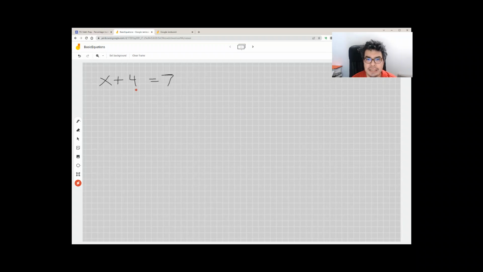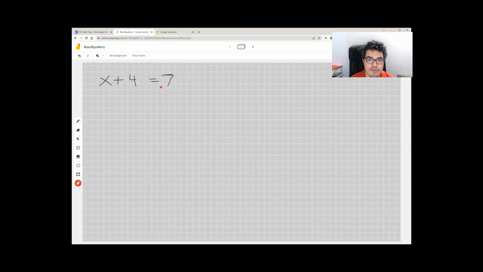This is a basic equations problem, okay? This is what we're going to call a one-step equation because it takes one step to solve it. So basically, the key thing behind solving equations is the following. In this case, we want to find out what value x has. Okay, x plus 4 equals 7.